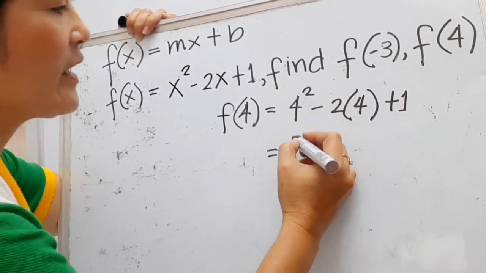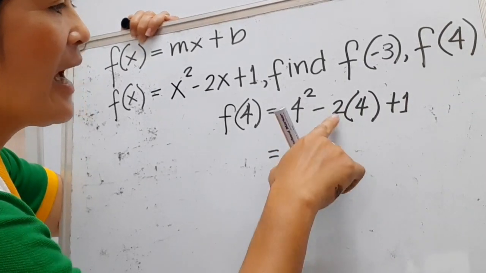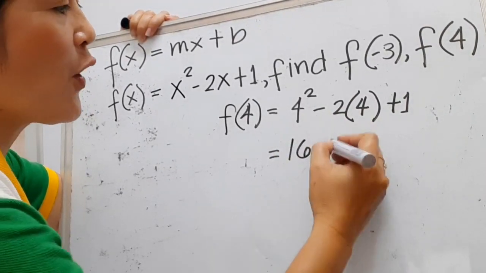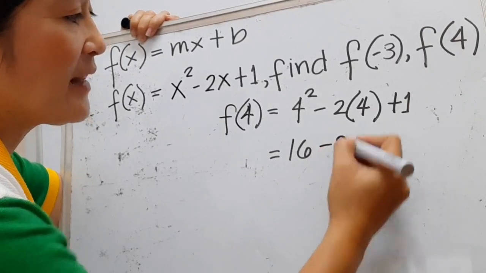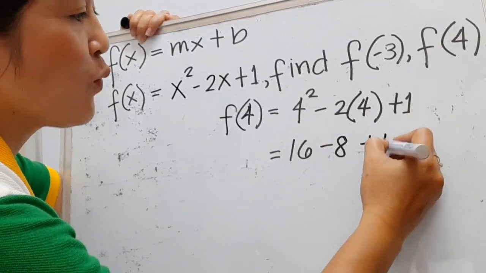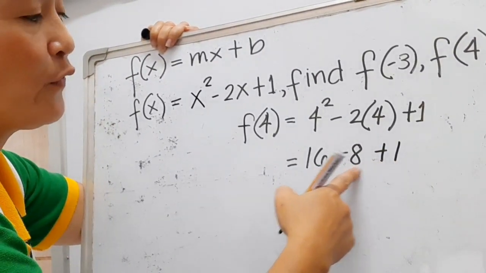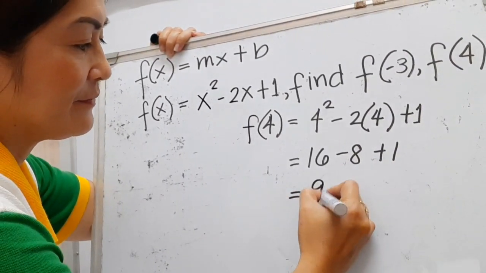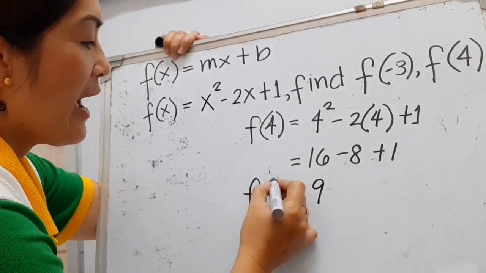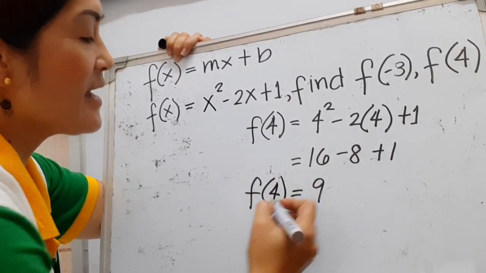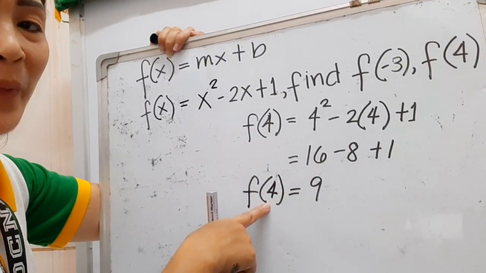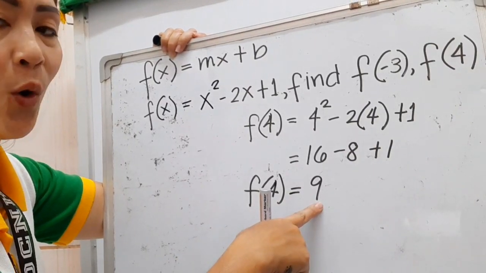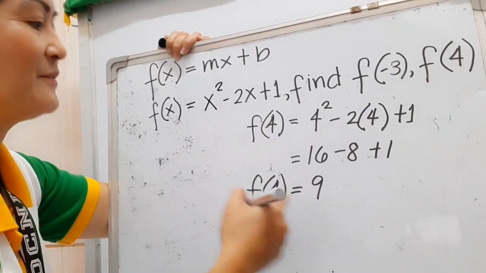4 squared will give you 16. Negative 2 times 4 will give you negative 8. Plus 1 will give you positive 9. So our f of 4 is equal to 9. Your domain is 4 and your range is 9. Did you get it? I hope you do.